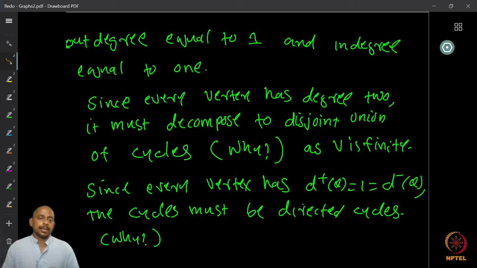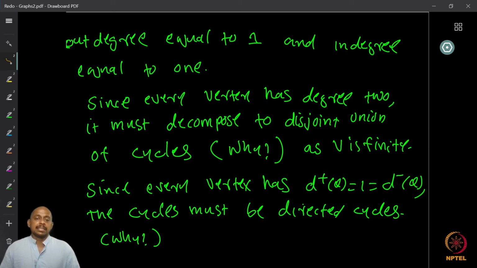So out-degree is equal to 1 and in-degree is equal to 1. Since every vertex has degree 2, it must decompose into a disjoint union of cycles. I want you to prove this formally, write a proof. It is kind of obvious, right? But then try to write it formally. And this is true only because we assume that V is finite, right? If you have infinite vertices, you can have just a path, where, yeah, we can have a tree, for example, where every vertex has degree exactly 2, and then it need not hold.